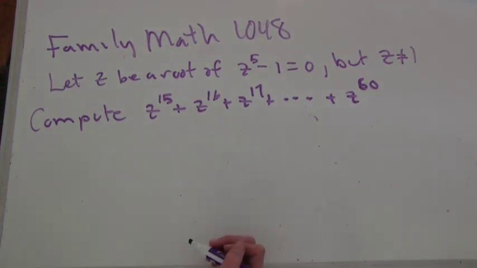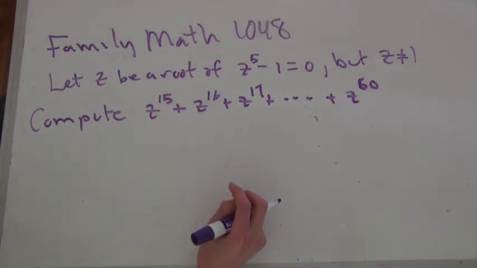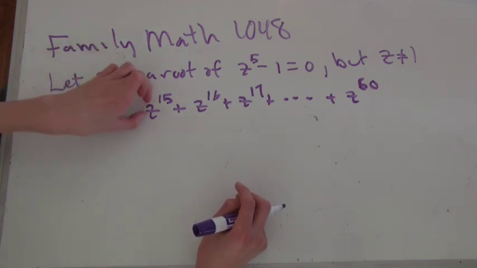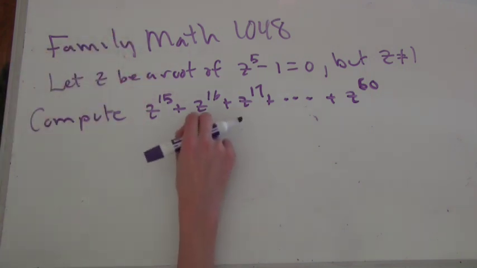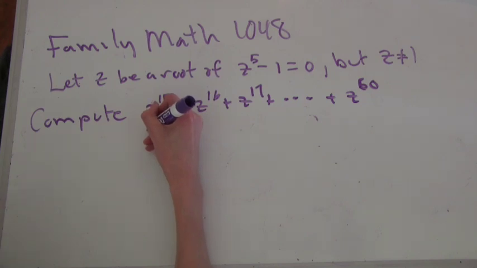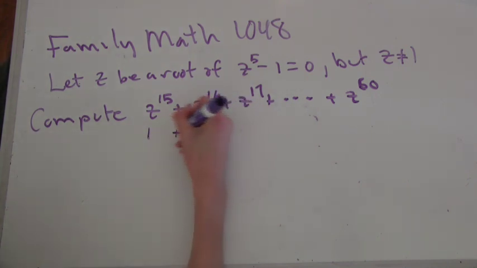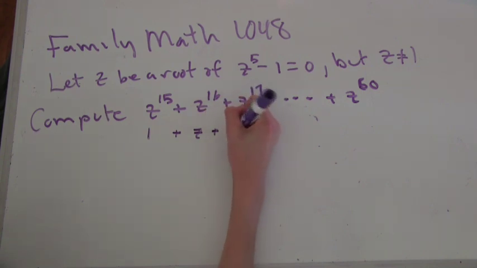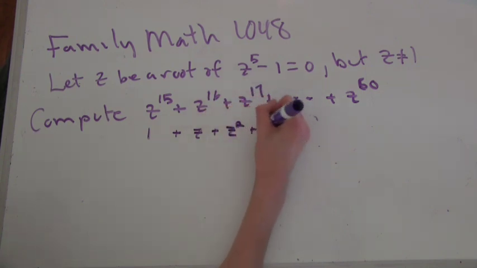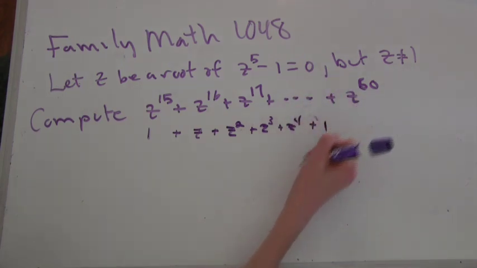So that means we can subtract away multiples of 5 from the power. So like, this would be z to the 5th times z to the 5th times z to the 5th. This would be z to the 5th times z to the 5th times z to the 5th times z. So this would simplify to be 1, because z to the 5th is 1, plus z squared, plus z cubed, plus z to the 4th, and then it would repeat, it would go back to 1.